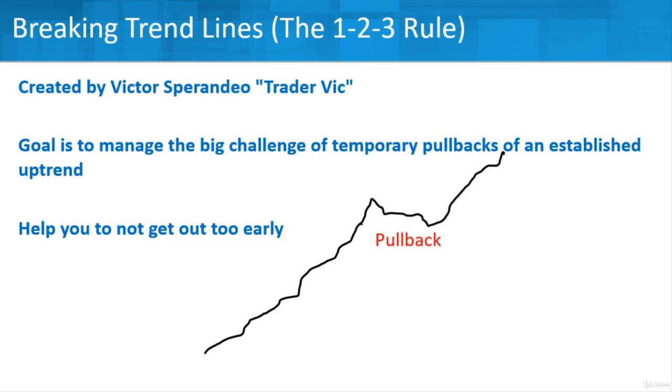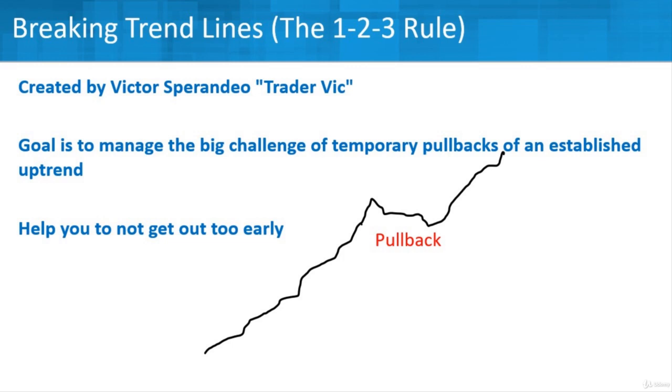You want to try to run that. You want to keep running with that trend. It helps you to not get out too early. So let's say you bought early in the trend, you had this nice run up, then it pulls back. The idea of the 1-2-3 rule is that you're not selling during the pullback, even across the trend line. You're trying to work through this temporary challenge, so you can keep your money in and let that profit keep running.